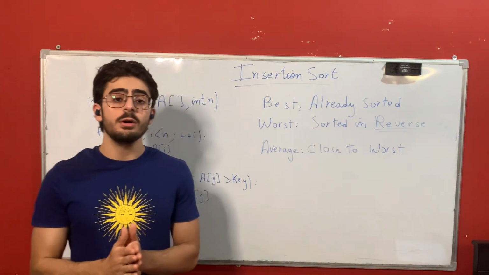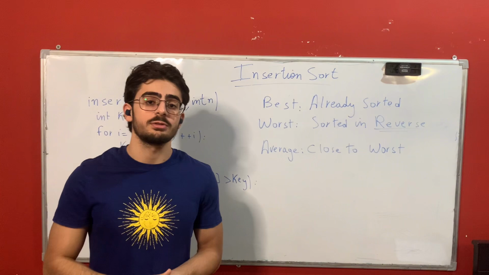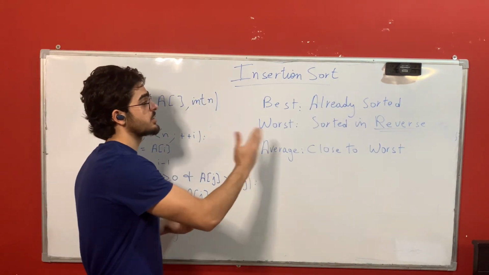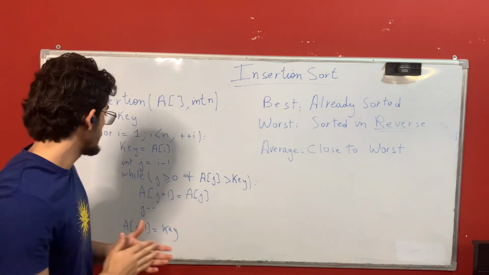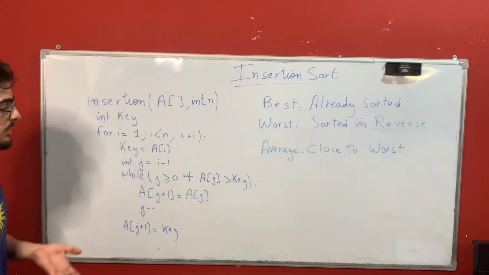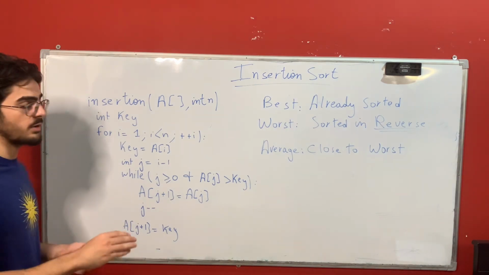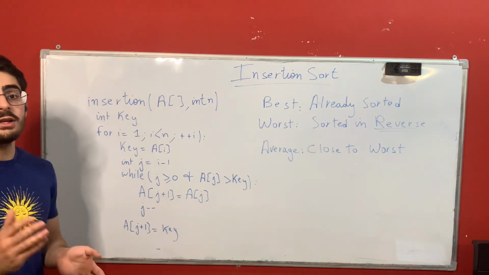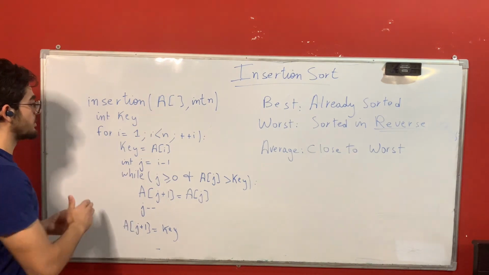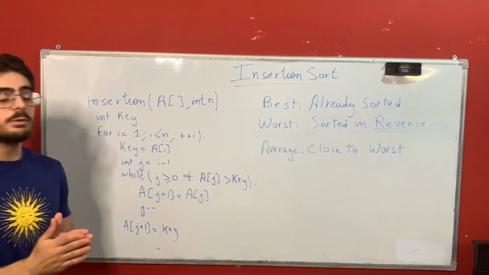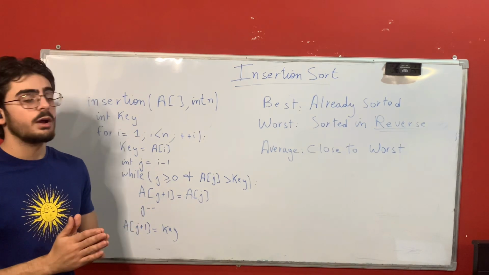Now let us talk about the time complexity of insertion sort. The best case scenario occurs when the array is already sorted, where the while loop is never executing because A of j will never be greater than the key, or the picked card. So the only iterating loop will be the outer for loop, which will iterate from 1 to n, which will result in a big O of n.